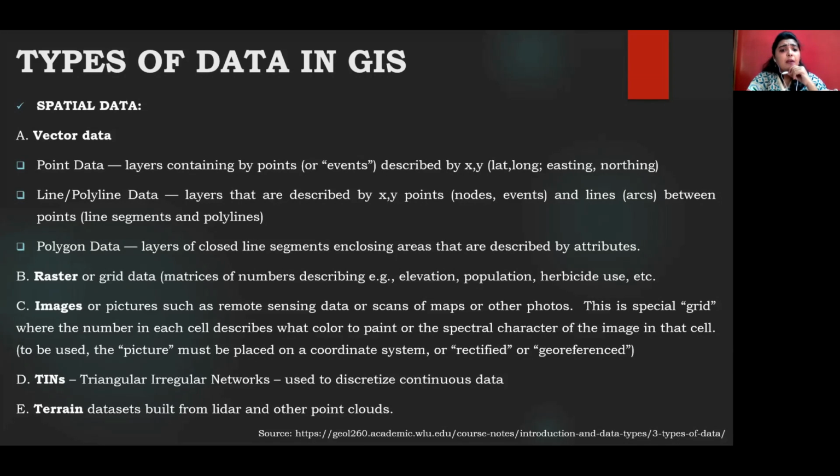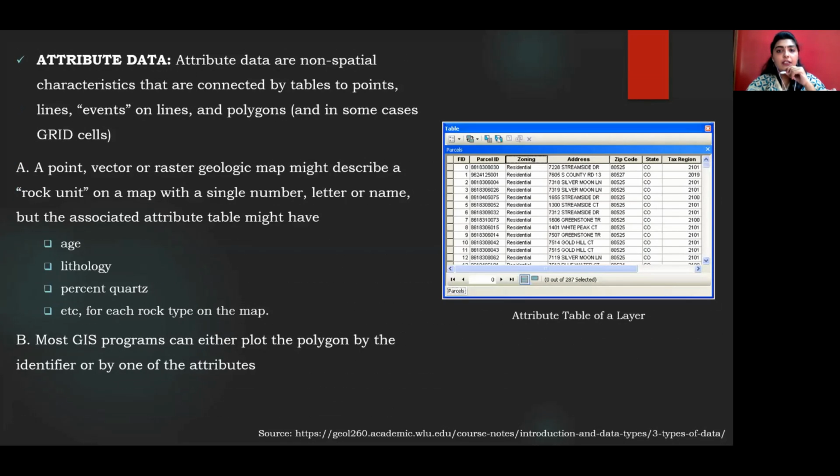identifying the features. Apart from that, the next form of spatial data that we have is triangular irregular networks, which is discretized continuous data. We also have terrain data sets, which are built from LIDAR and other point cloud data. Bringing us to the next type of data in GIS, which is attribute data. Now, attribute data or aspatial data or non-spatial data is nothing but the data of the spatial data, in simple words.